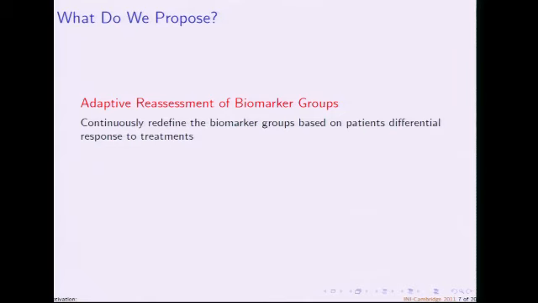So again, what we propose is very simple. Just try to adaptively reassess your biomarker groups. You can do something in the beginning based on the best knowledge of science, but once you start to recruit patients and observe their data and response, that's information you could use to help your design, especially to help you redefine the biomarker groups that would differentially respond to the treatments. So that's the idea.